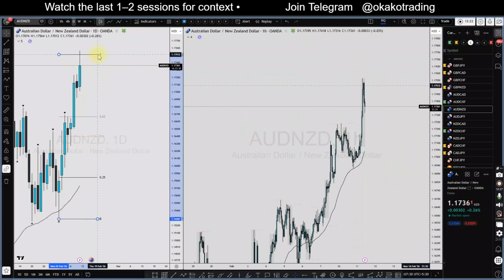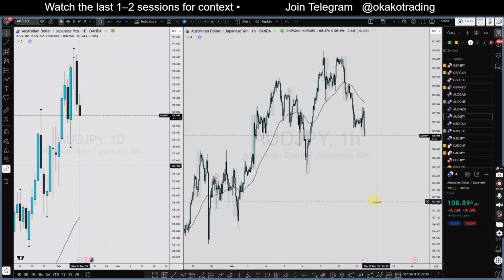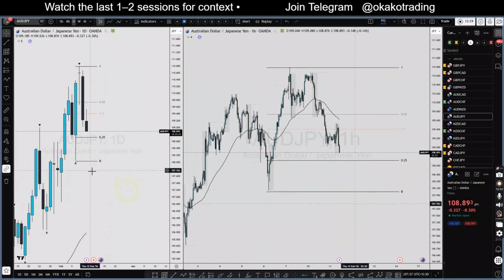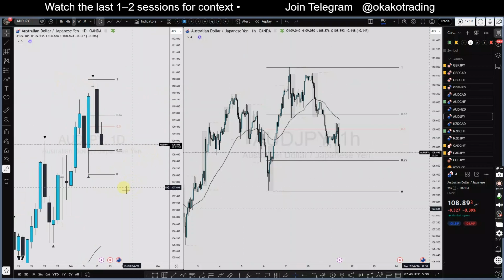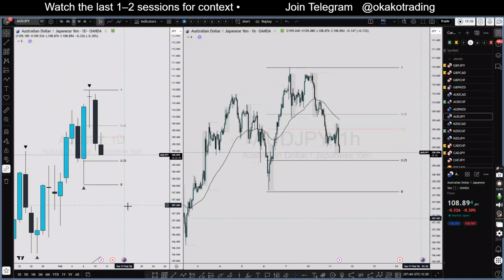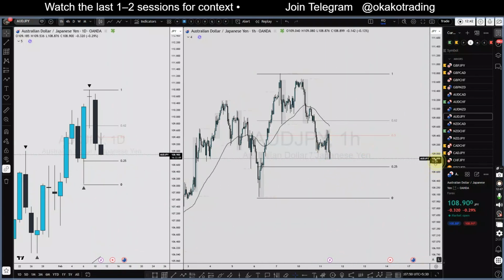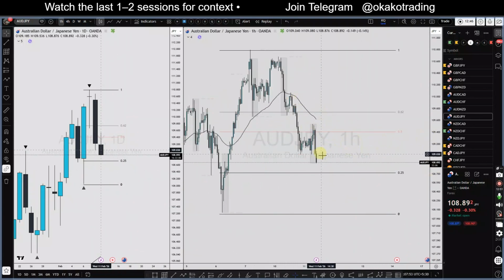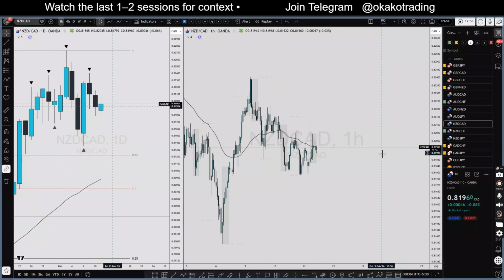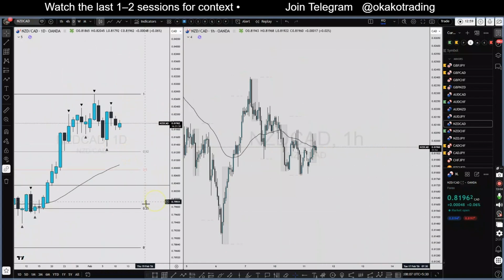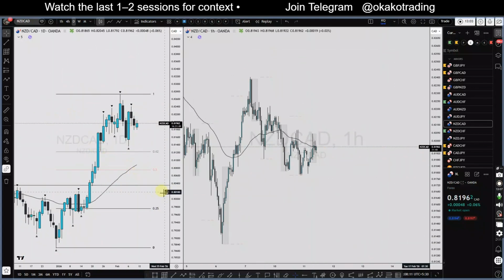AUD NZD, we are just too much extended towards upside. AUD JPY. We are into very discounted price region in AUD JPY. JPYs are dropping, and I don't think I'm gonna look. I'm gonna wait for a 1 hour setup in this one. There is nothing clean. The environment is completely bearish for now, and I will be waiting for a breakout structure towards upside before I start looking for longs in this one. NZD CAD, I will be waiting for a deeper correction into a discounted price region or into a bullish market.